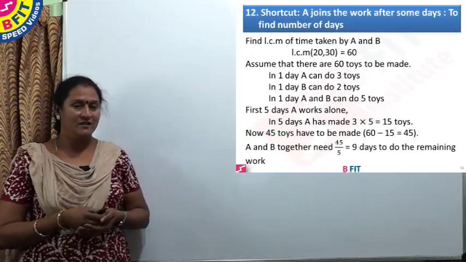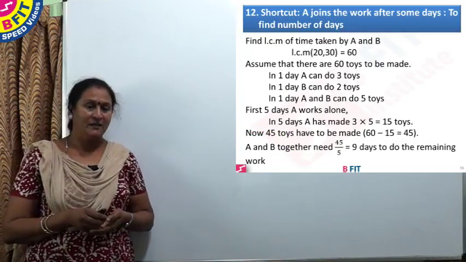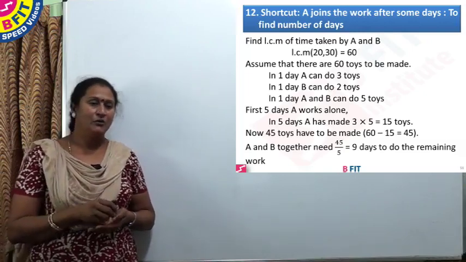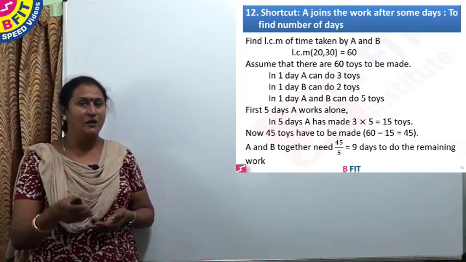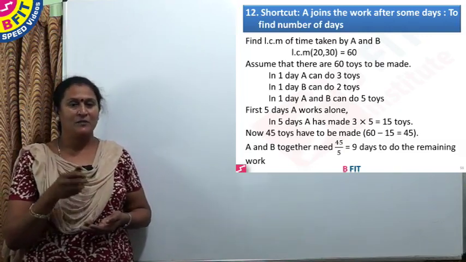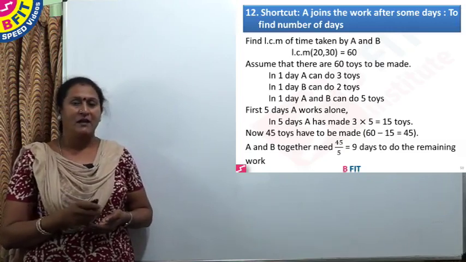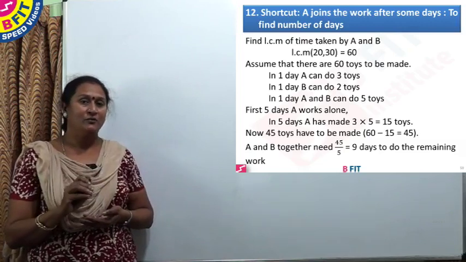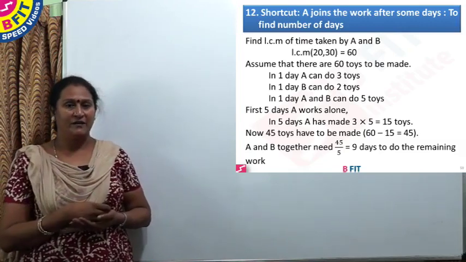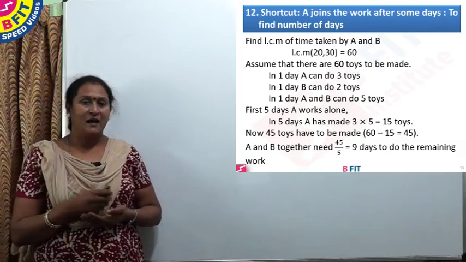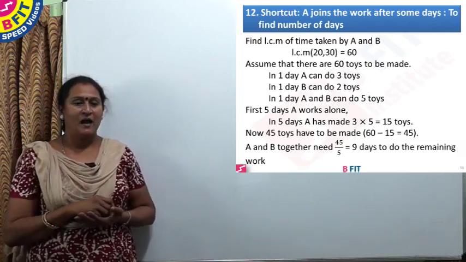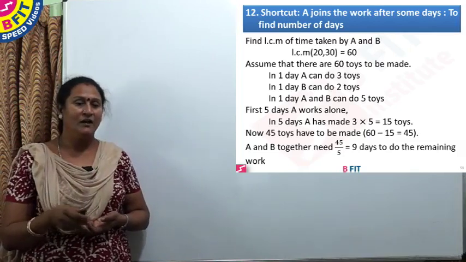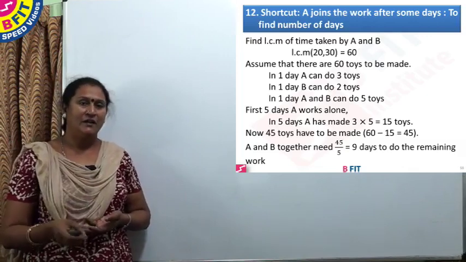So the shortcut here is, again find LCM for 20 and 30, and that is equal to 60. So assumed work is 60 toys. If A can do it in 20 days, he can make 3 toys per day, B can make 2 toys per day and both can make 5 toys. A works for 5 days alone making 3 toys per day. He does 15 toys in 5 days, and the remaining 45 toys, at this time B also joins him and they complete in 9 days. So to do the whole work they need 5 plus 9, 14 days.